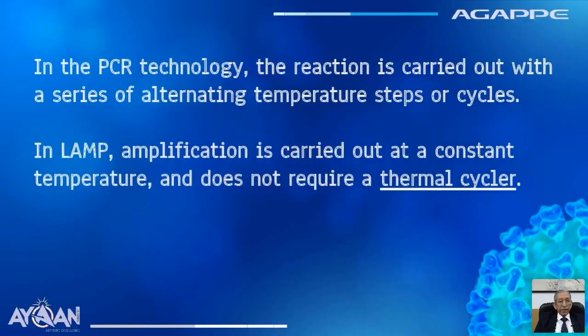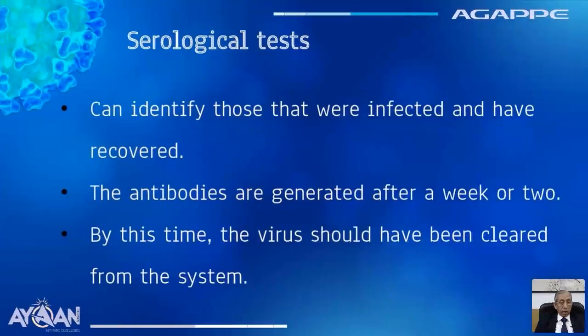In the PCR technology, the reaction is carried out with a series of alternating temperature steps or cycles, which I had already described. Whereas in the LAMP, the amplification is carried out at a constant temperature and does not require the thermal cycler. Therefore, the technique is very simple, very easy, and less time consuming, and the instruments required are also very few in this particular case. These are the advantages. Now the nucleic acid tests are over.